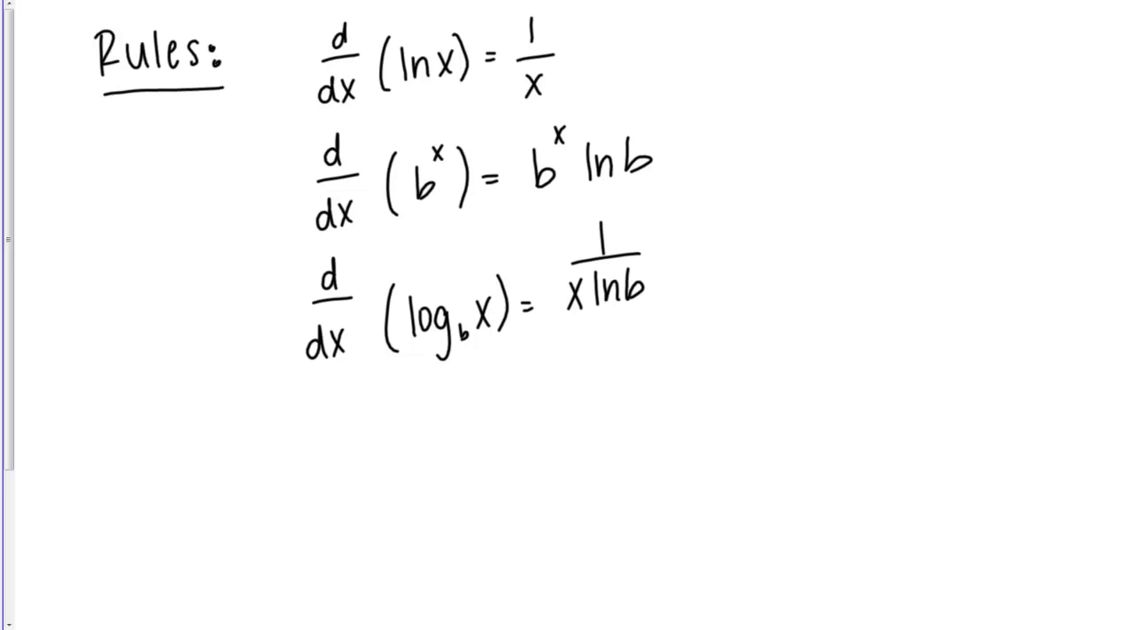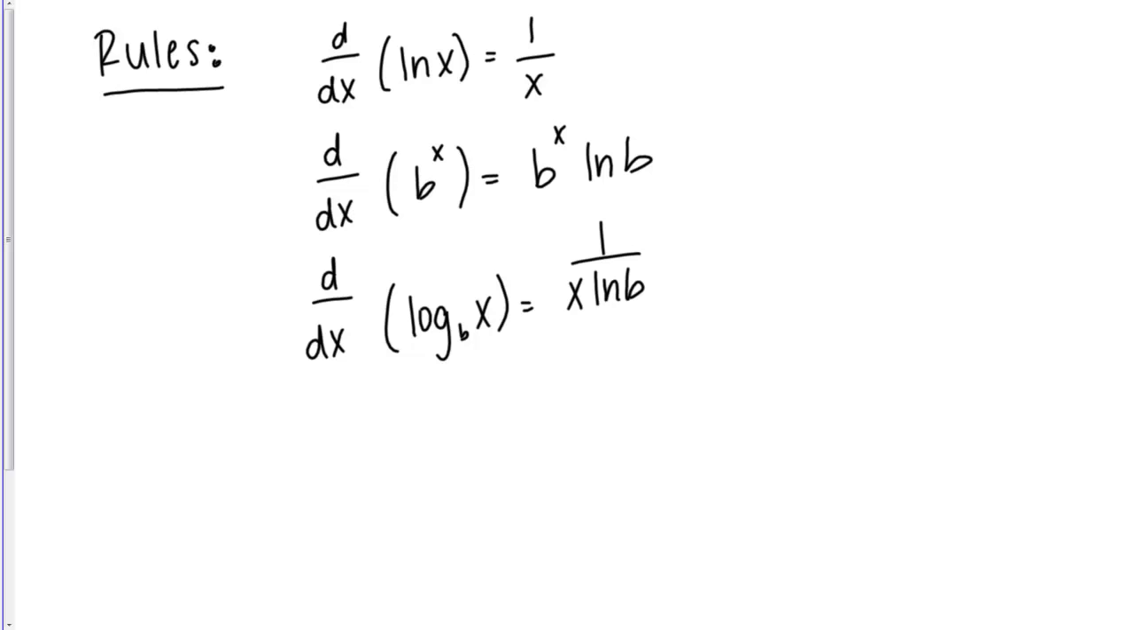The first one is the derivative of the natural log function equals 1 over x. The second is that the derivative of b to the x equals b to the x times natural log of b. And here b is a positive number that's not equal to 1. And then finally, the derivative of log base b of x, once again b being a positive number not equal to 1, equals 1 over x times the natural log of b.